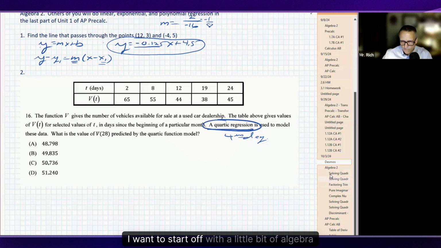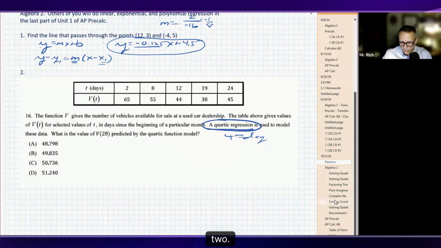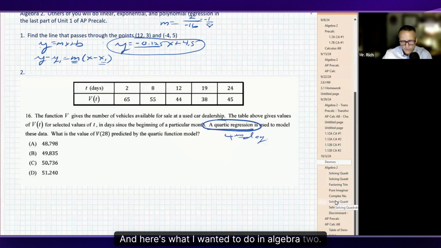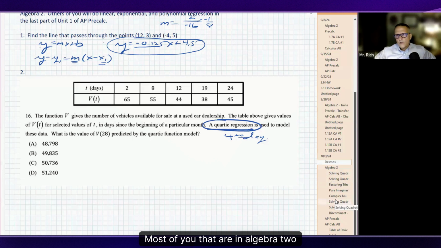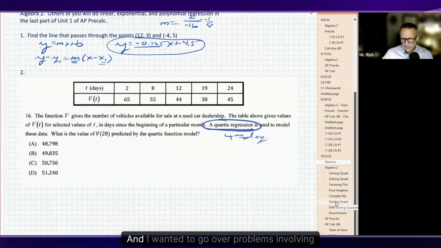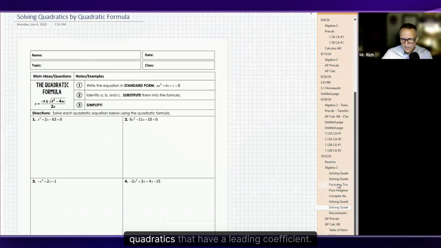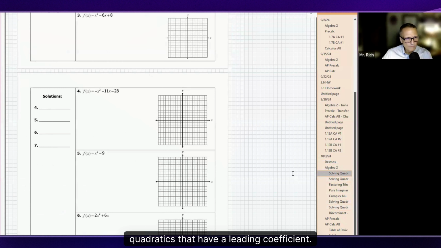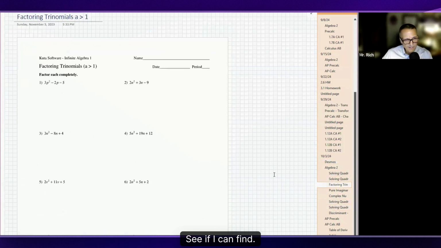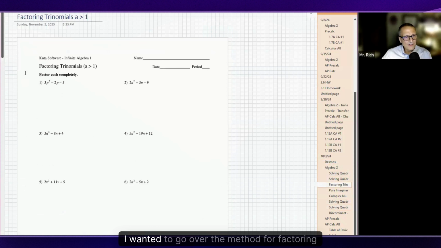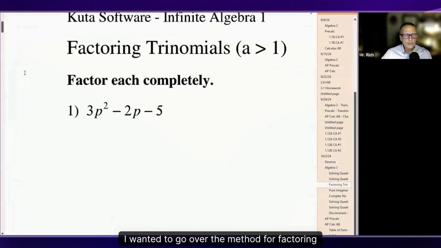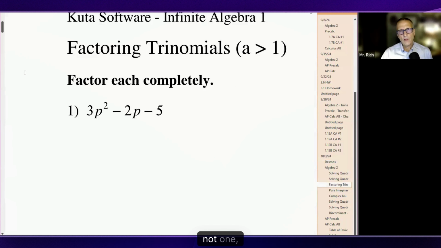I want to start off with a little bit of Algebra 2. And here's what I wanted to do in Algebra 2. Most of you that are in Algebra 2 are working in the quadratic equation module. And I wanted to go over problems involving quadratics that have a leading coefficient. See if I can find, yeah, this is it. I wanted to go over the method for factoring quadratics that have a leading coefficient that is not 1.